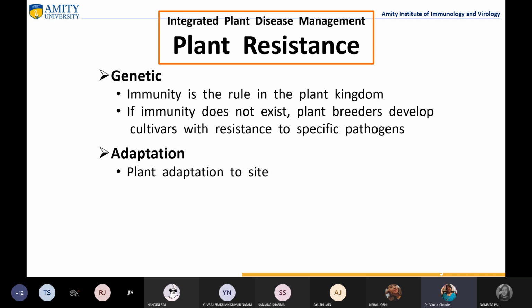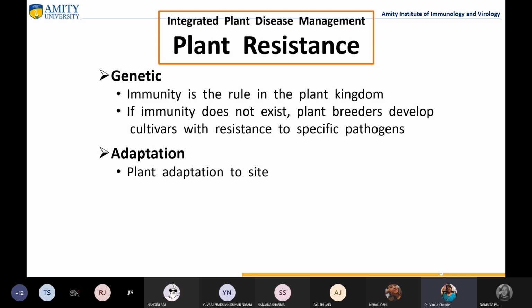Yes, if we are growing resistant varieties, then definitely in the later stages in the field, they will not be impacted by the pathogen. But there's a point here also. One plant can be affected by maybe 50 or more than 100 pathogens, right? So we cannot make one plant resistant to every pathogen, right? This is a catch here, that we cannot do this.